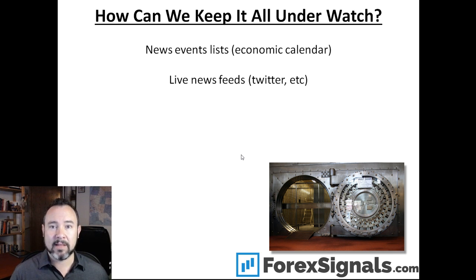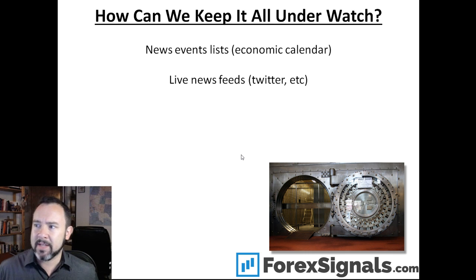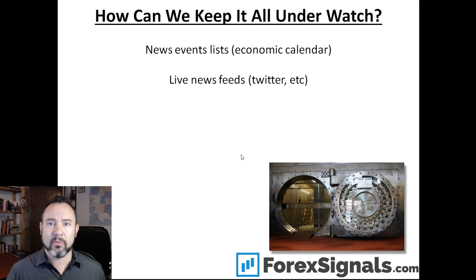And they also have a live squawk. Some people have trouble with it running. I haven't had really much trouble with it. It just doesn't run all the time, but they come on around news event time.